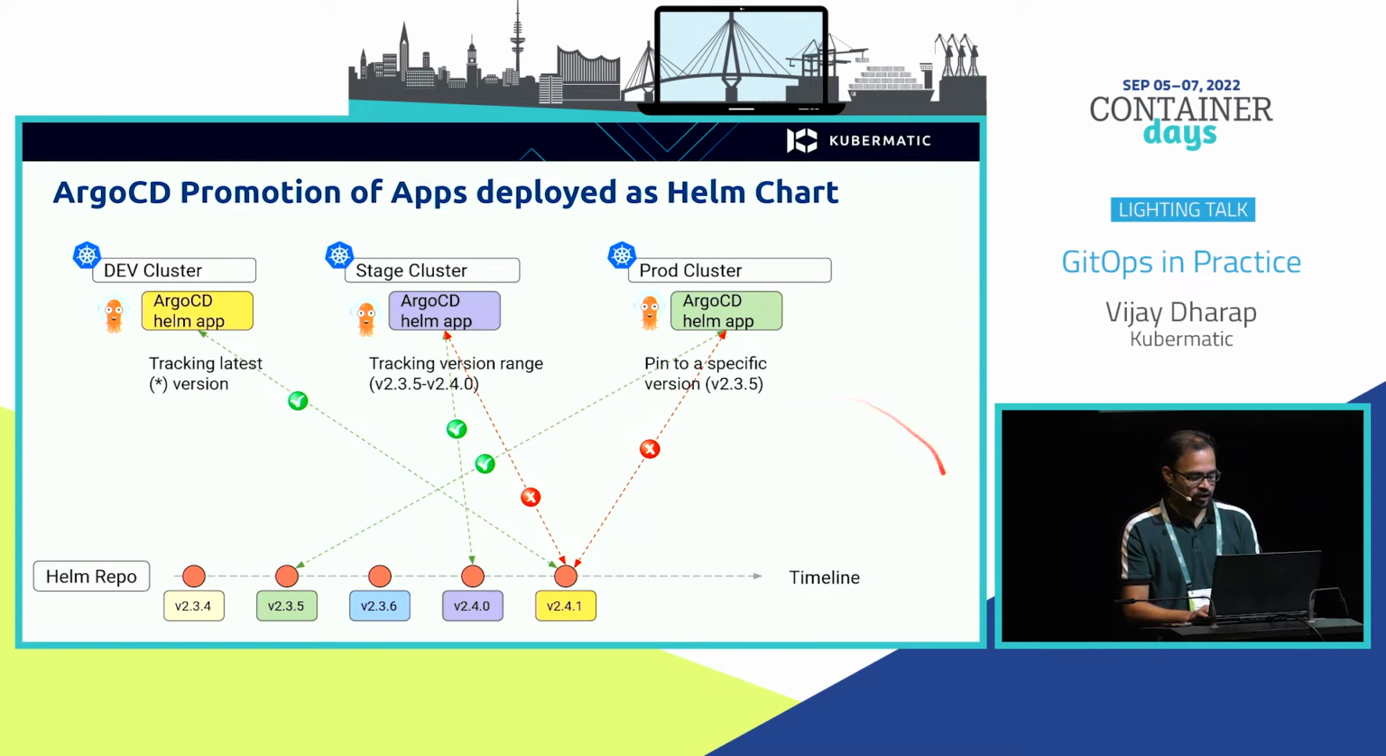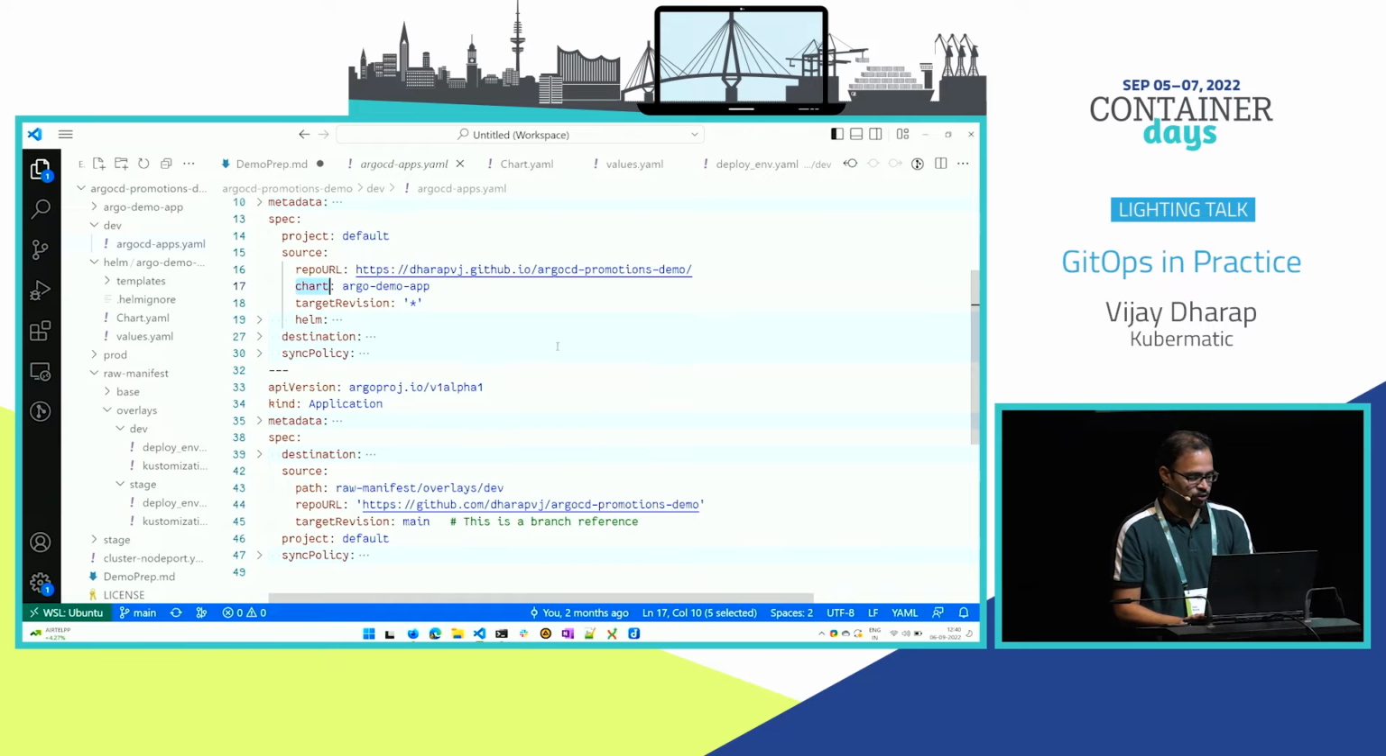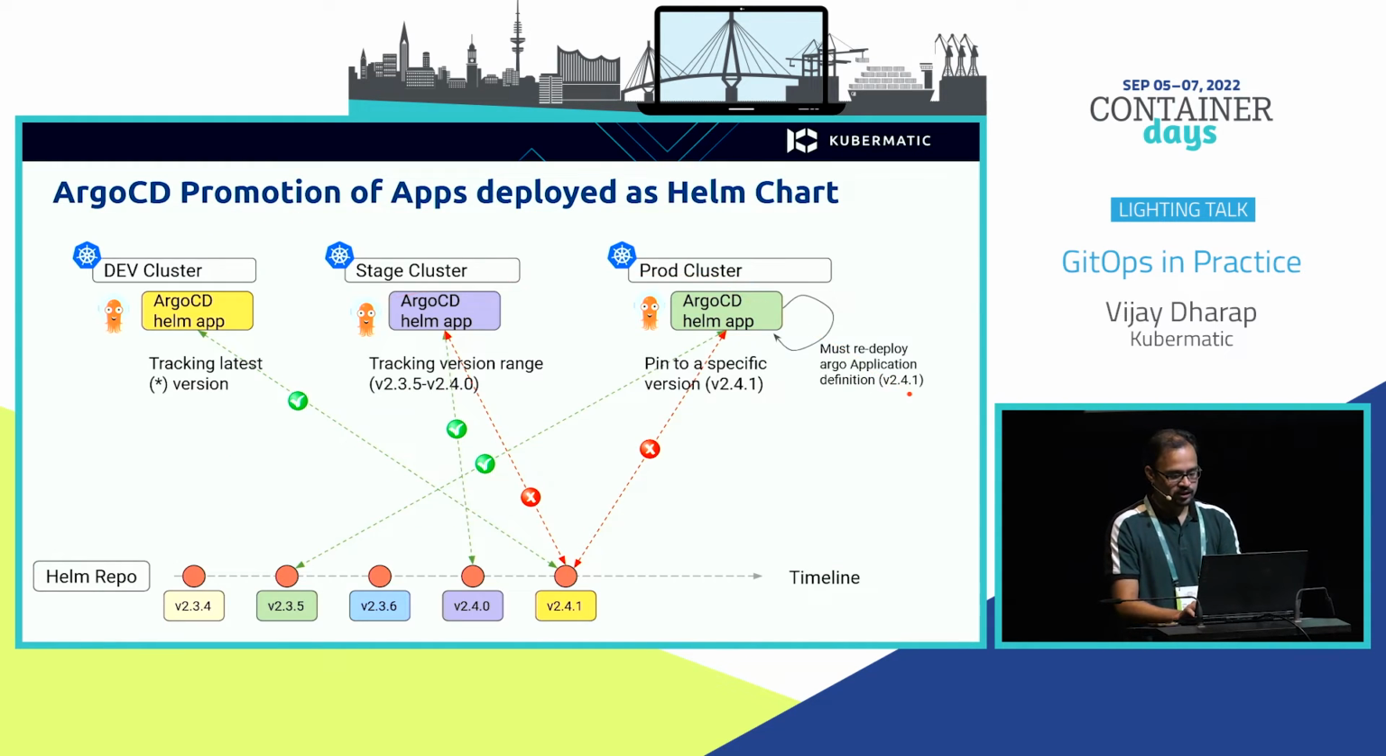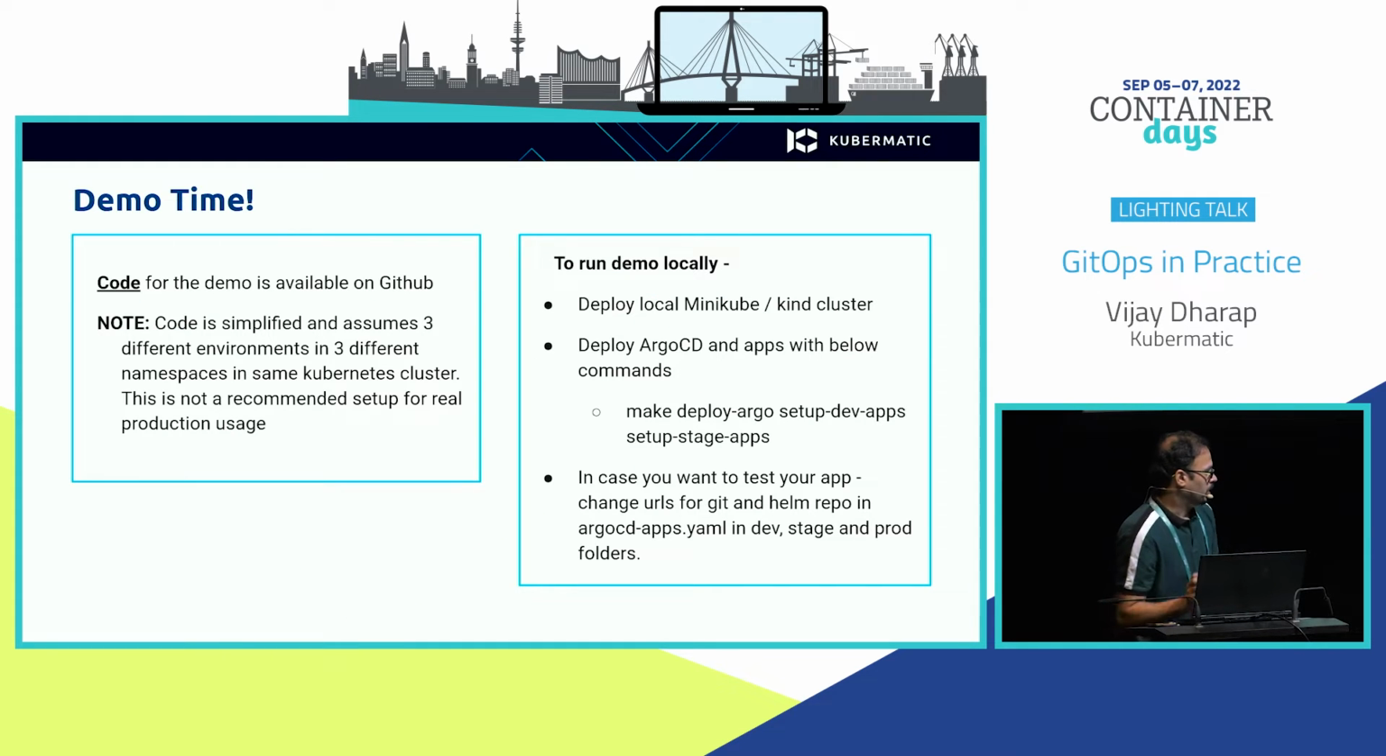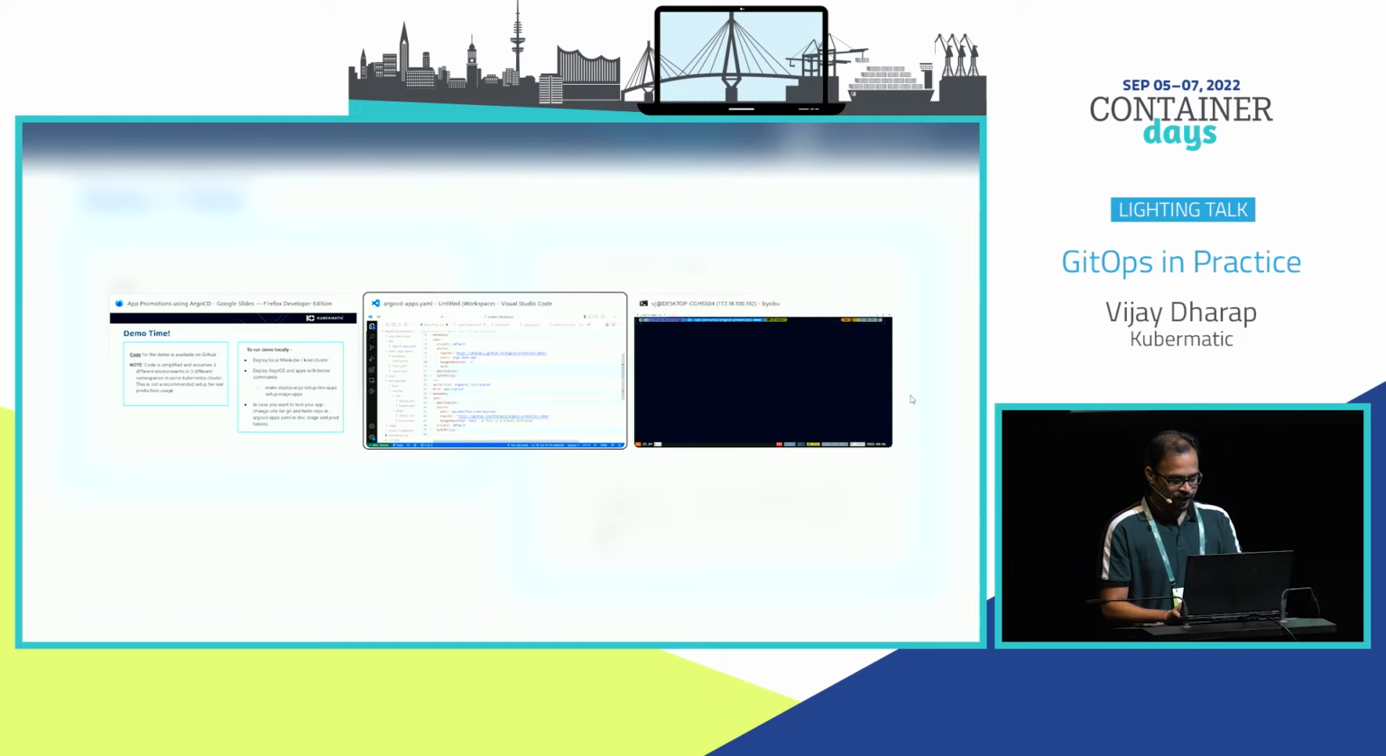Now, if you want to actually deploy 2.4.1 in production, similar to Git, you change the application definition, the Argo CD application definition, and you change the target revision to 2.4.1. And then once you do that, it will get deployed and the application becomes green. And this is what I want to also show you now in the demo. The demo is available in my GitHub. You can download this entire demo. There are also setup instructions on how to run it. I will not right now go through the setup instructions, but I would rather move directly to the demo.